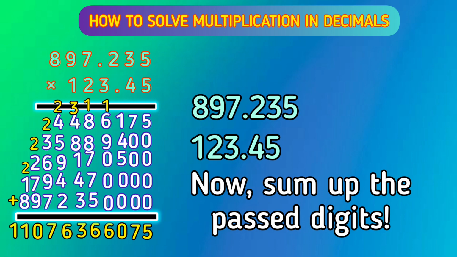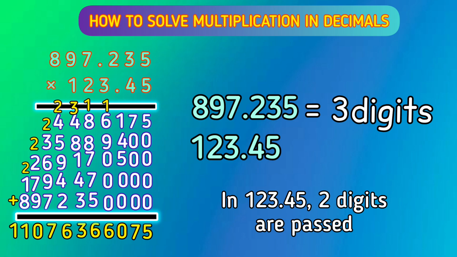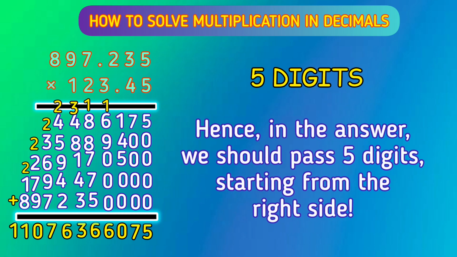Now sum up the past digits. In 897.235, 3 digits are passed. In 123.45, 2 digits are passed. So 3 plus 2 gives 5. Hence, in the answer, we should pass 5 digits starting from the right side.